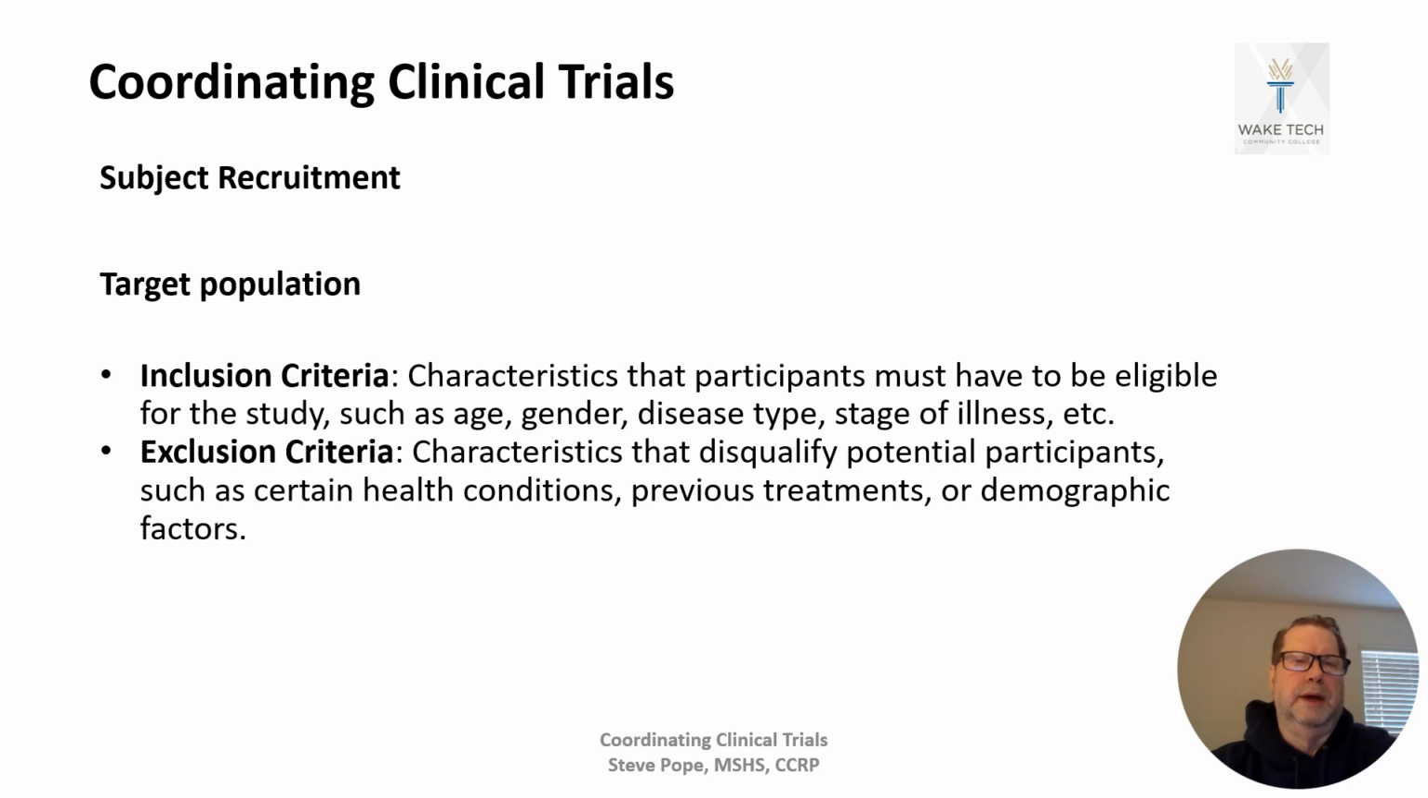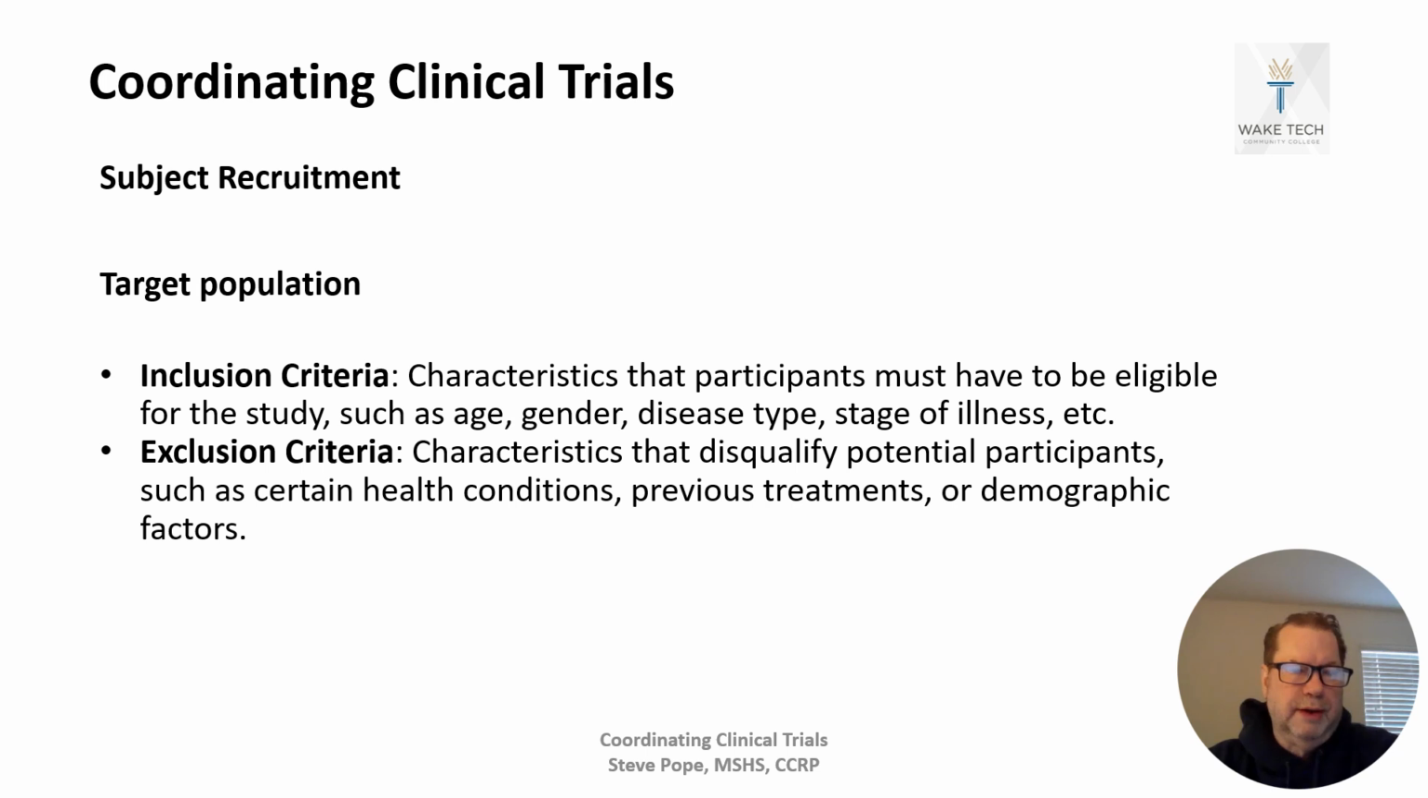Let's talk about the target population. Every study that you work on is going to have a target subject population with some parameters around it. The way we identify these and the way we work with these in our recruitment strategy is through the inclusion-exclusion criteria. Let's take a look at each one.